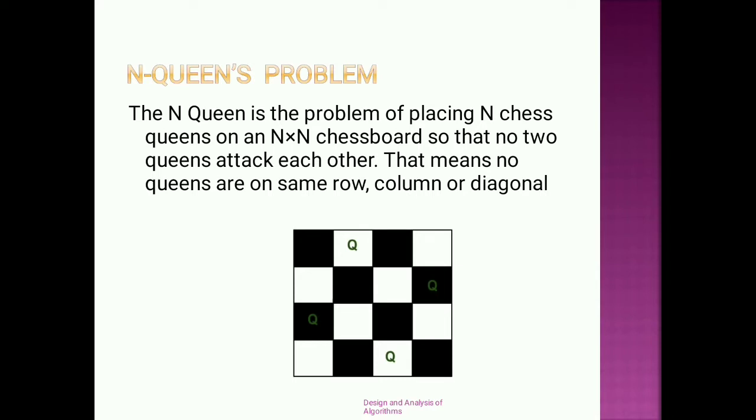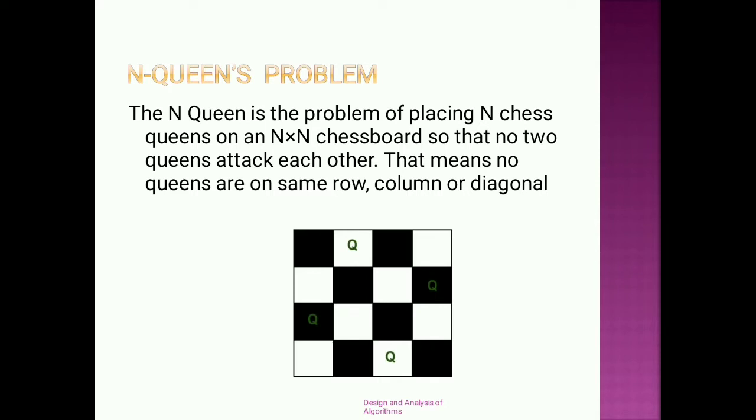Next, let us move on to an example of a problem which can be solved using the backtracking method, that is the n-Queens problem. What is the n-Queens problem? It is the problem of placing n queens on an n cross n chessboard so that no two queens attack each other. That means no two queens are on the same row, same column, or same diagonal.